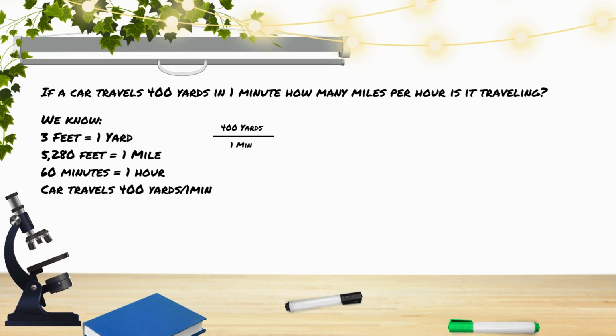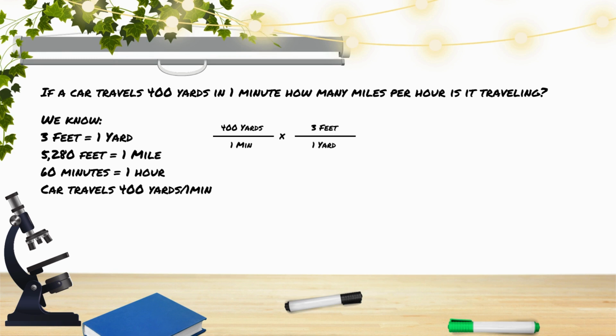Now, what we need to do is convert yards into feet so that we can later convert feet into miles. So to do this, we are going to multiply by a conversion factor, converting feet to yards. So if we know 3 feet equals 1 yard, that's our conversion factor. And when we put this in fraction form, we are going to set it up so our units cancel. So we are going to put 3 feet over 1 yard.